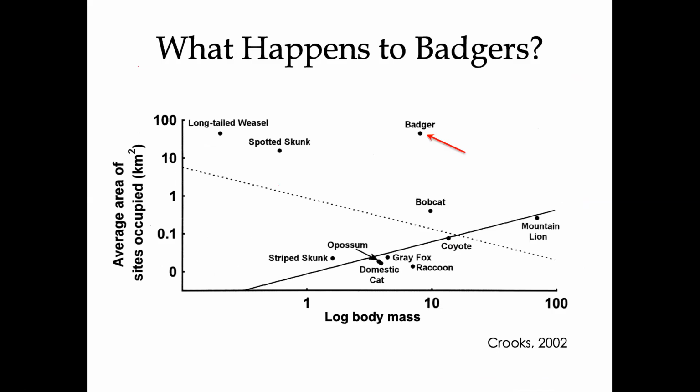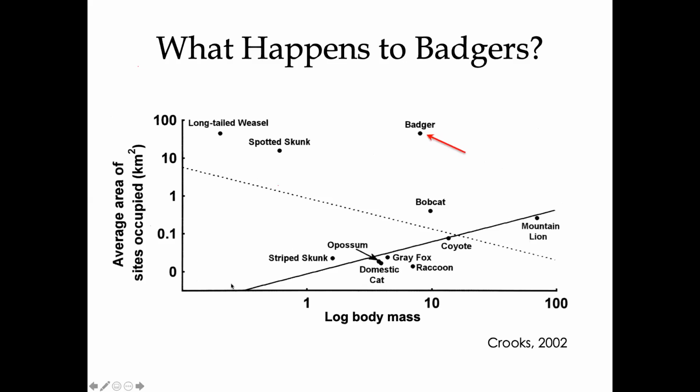So this was a study done by Kevin Crooks in 2002, and he was looking at the occurrence of a range of carnivores in fragmented habitat in Southern California. And generally, he found that the size of the area that these species occupied scaled with their body size. So for larger carnivores, they needed larger blocks of habitat. Whereas for badgers, spotted skunks, and long-tailed weasels, they didn't fit that pattern at all. And they were only found in the largest habitat blocks, despite being much smaller than some of these other species.